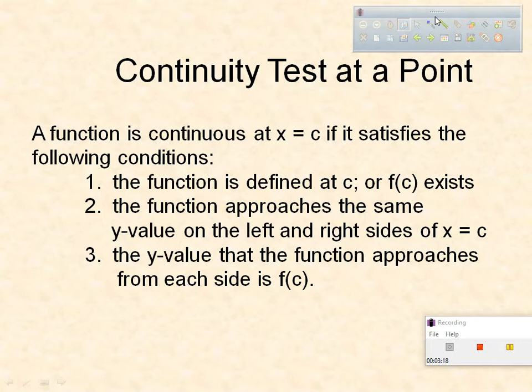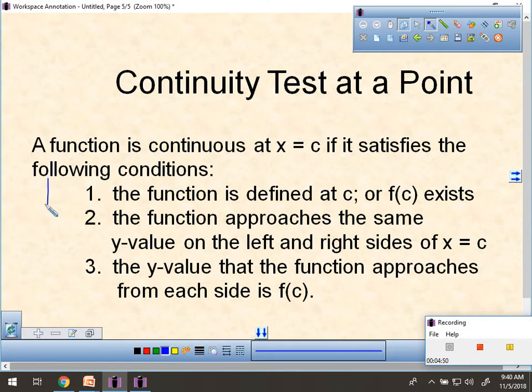All right. The second step. The function approaches the same y value on the left and the right sides, they're approaching the same value on both sides. And then finally, the y value that the function approaches from each side has got to be equal to where it's defined. And so let me give you an example of three scenarios where it fails. I'll show that to you right now. I'm going to show you a picture right quick. So here's my picture for number one.